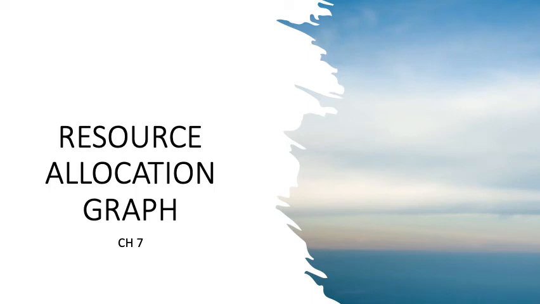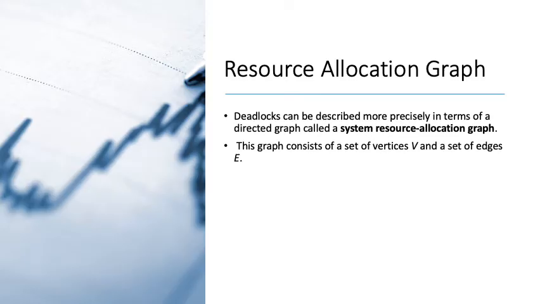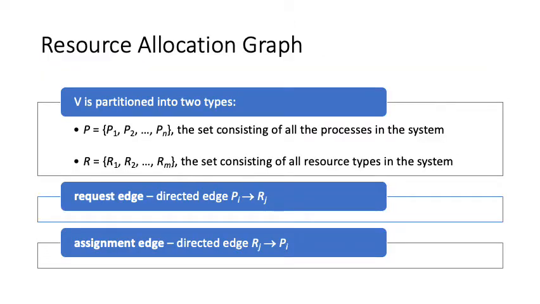Okay, now we are looking at the resource allocation graph. The resource allocation graph describes deadlock in a more precise manner. This graph consists of a set of vertices V and a set of edges E. In V, there are two types: one is denoted by P, which is the process, and R are the resource types.